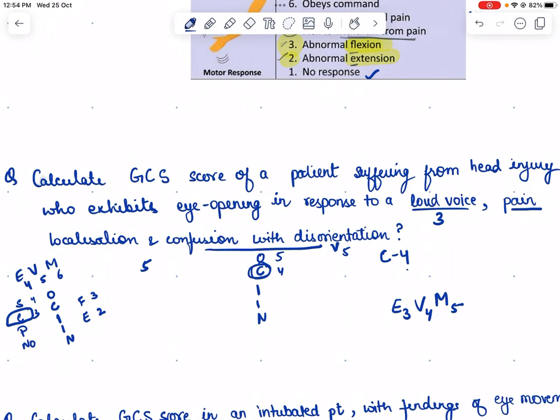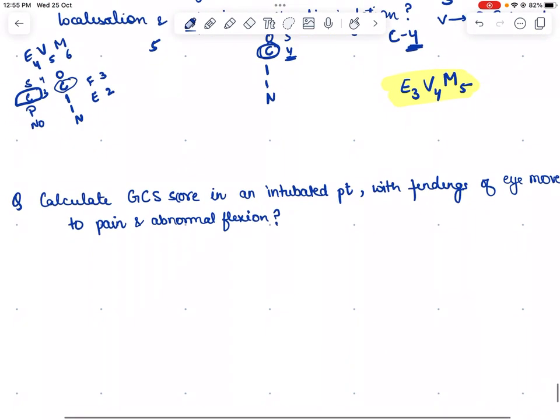Okay, so this one is our correct answer. I already checked it and it's correct. Because for confusion with disorientation, like for C we used to give 4 points, so 4 is there, and this one is our verbal. Okay, for verbal our mnemonic is this now, OCIIN. Okay, so now let's do another question.